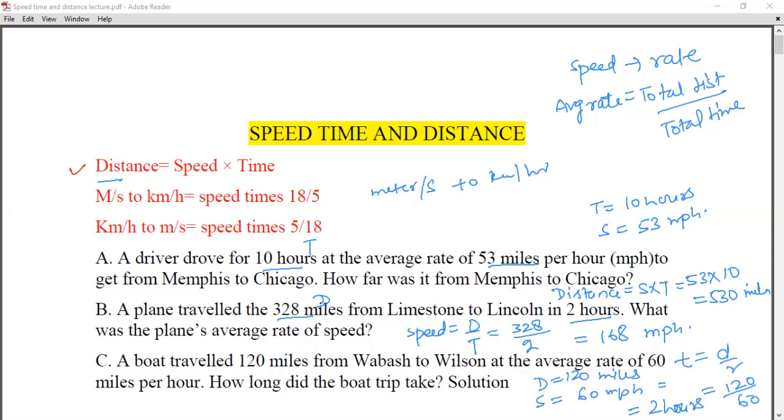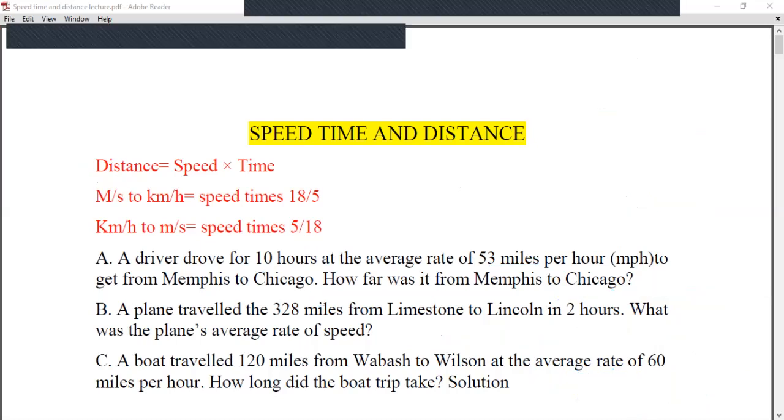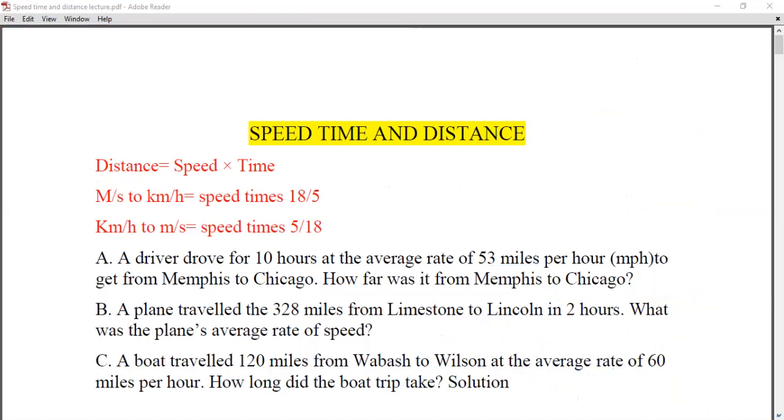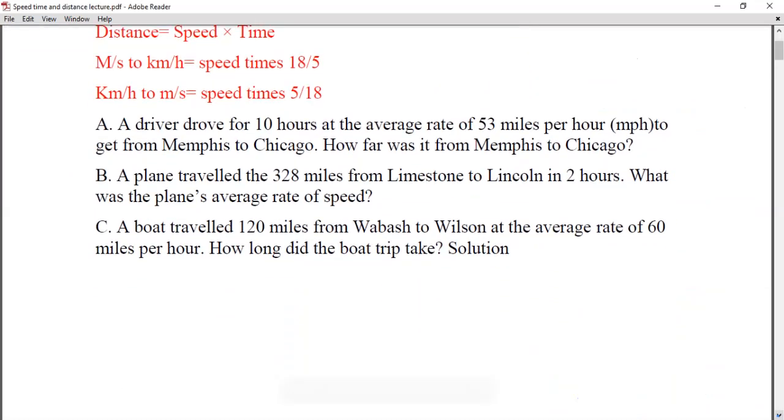These are very general questions to start with. Though they are easy, we need to practice them. Now let's move on to some other questions.